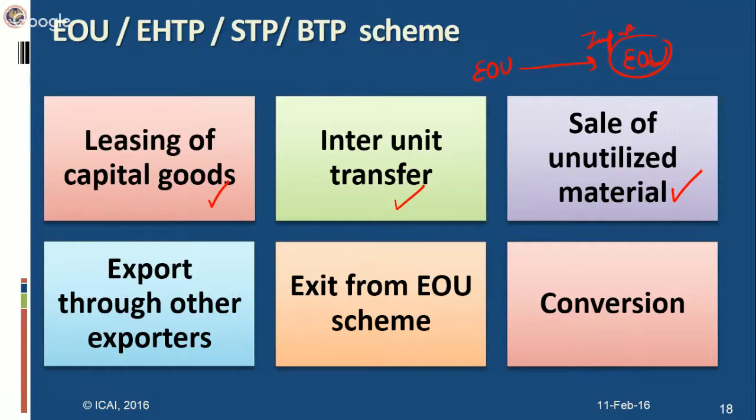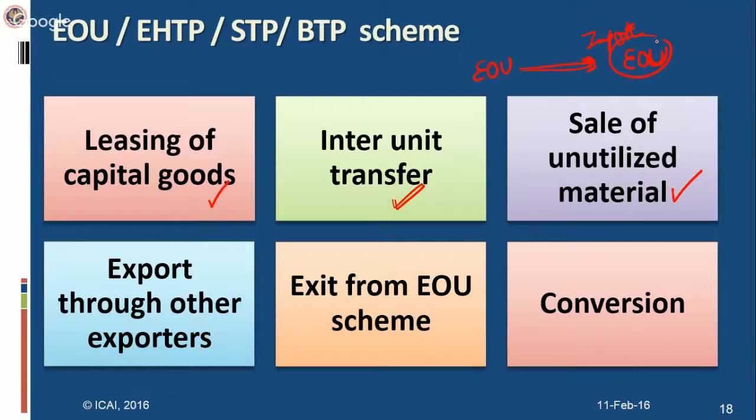That can be either transferred to another EOU or an EHTP, BTP unit, if they require it. It can be transferred to an SEZ unit also, or it can be disposed of in DTA. For that, permission is required. You have to take the permission from the custom authorities for the same. And such transfer from one EOU unit to another EOU unit would be treated as import for the receiving unit. Same case as inter-unit transfer. If you are transferring the unutilized material between them, then that will be treated as import for the receiving unit, for the buying unit.